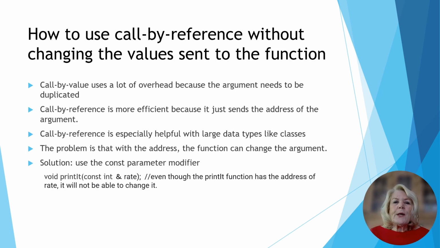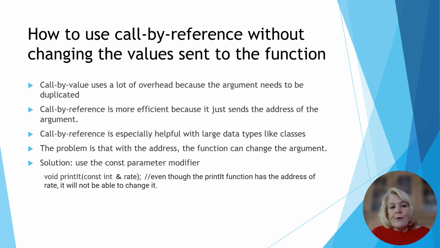So we had talked about using call by reference because it gives the address of an argument. The problem is that that function can then go in and change anything in that argument. So this slide is about how to use call by reference without changing the value sent to the function.